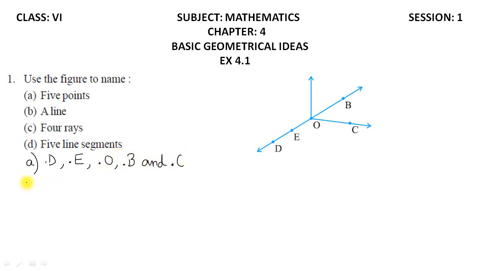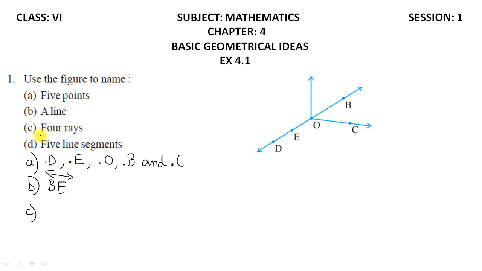Now let's see the B part. You have to name a line. That means only one line you need to name. So we can mention a line to be BE because it can be extended in both the directions. You can name any other line as per your choice.